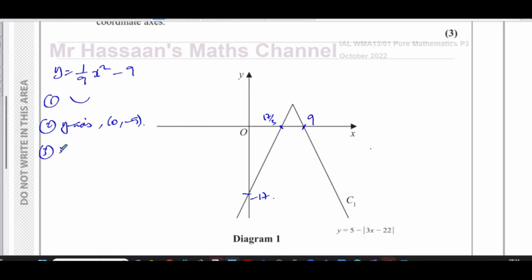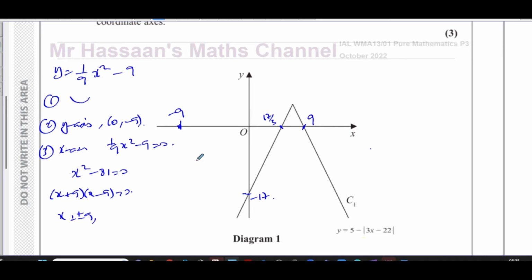And where does it cross the x-axis? Okay, let's solve the equation where 1 over 9 x squared minus 9 equals 0. Let's multiply everything by 9 to get rid of the fraction. So you have x squared minus 81 equals 0. So you have x plus 9 and x minus 9 equals 0. So x equals plus or minus 9. So basically it crosses here and also almost the same distance on that side, exactly the same distance on that side, minus 9. So 9 and minus 9 is where it crosses the x-axis.